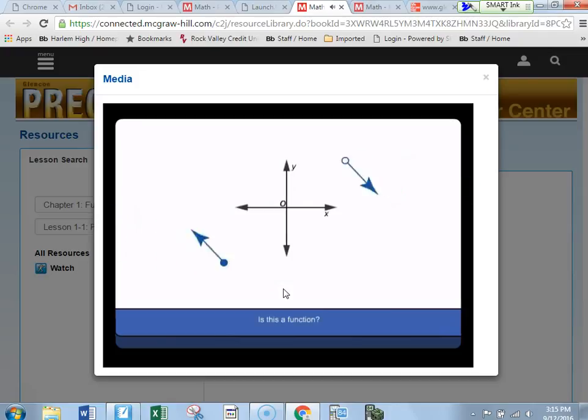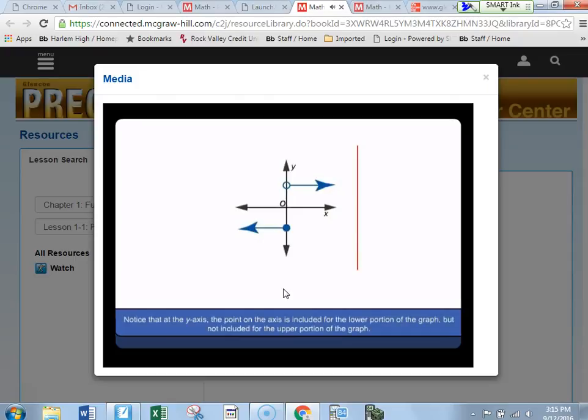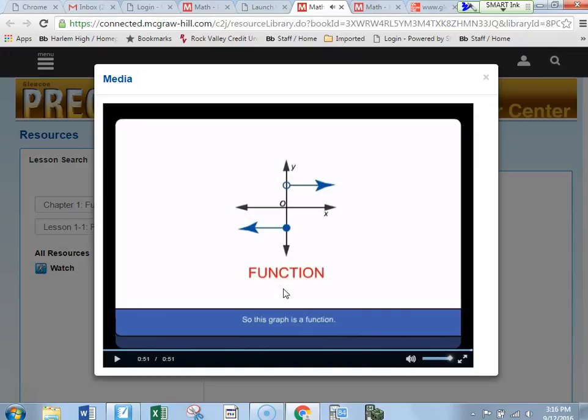Is this a function? This is the one I want to show you. Use the vertical line test. Notice that at the y-axis, the point on the axis is included for the lower portion of the graph, but not included for the upper portion of the graph. The vertical line never intersects the graph at more than one point. So this graph is a function. Everybody okay with that one being a function?